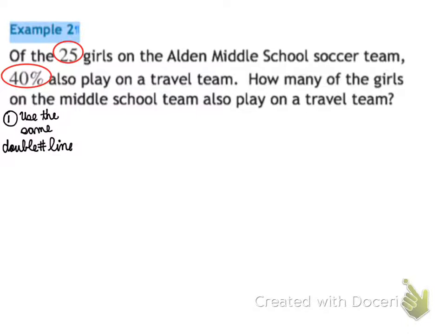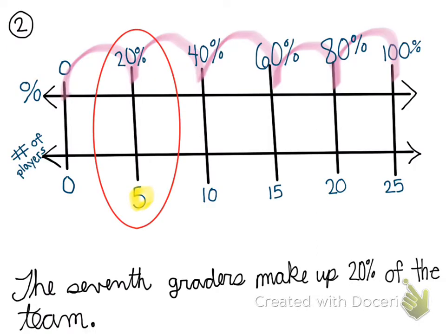I want to know how many of the girls also play on another team. Since it's the exact same number of girls, I am going to use the same double number line that I already used. I'm going to go back to this page and use the same double number line.